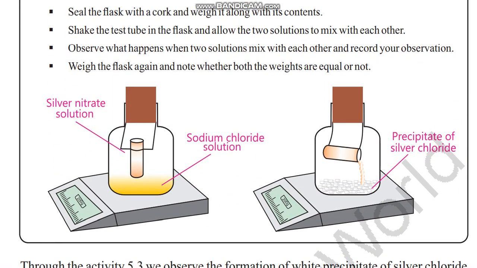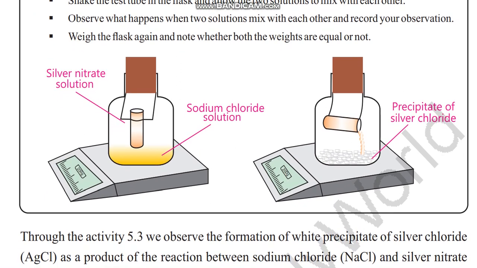Seal the flask with a cork and weigh it along with its contents. Shake the test tube in the flask and allow the two solutions to mix with each other. Observe what happens when the two solutions mix and record your observation. Weigh the flask again and note whether both the weights are equal or not.